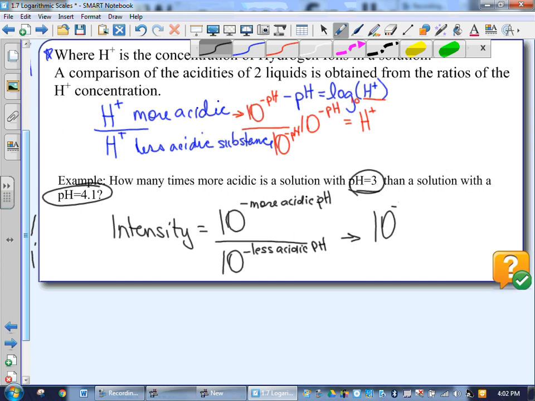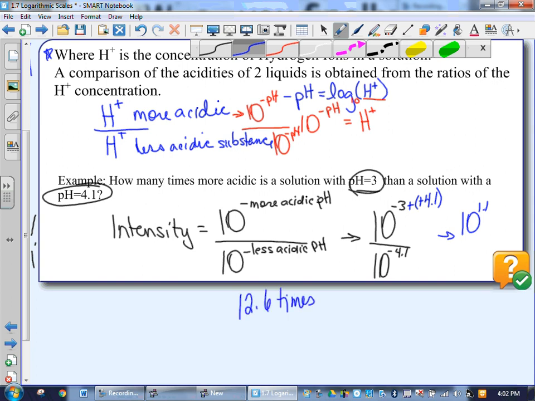Still, like always, dividing things with the same base, so I subtract my exponents. Here I'm subtracting a negative, which will give me 10 to the power of 1.1. When I go to evaluate 10 to the power of 1.1, I should get a value of 12.6 times more acidic.